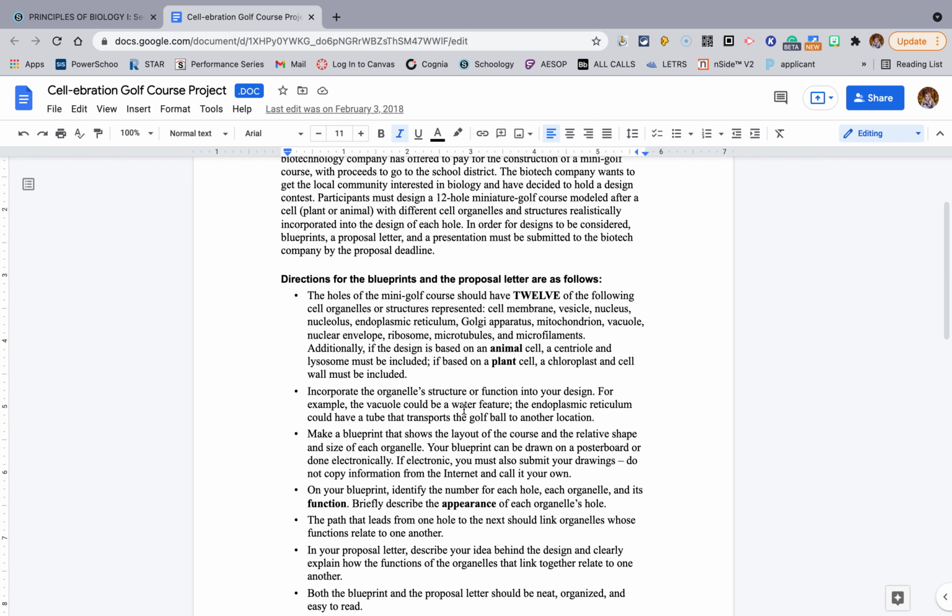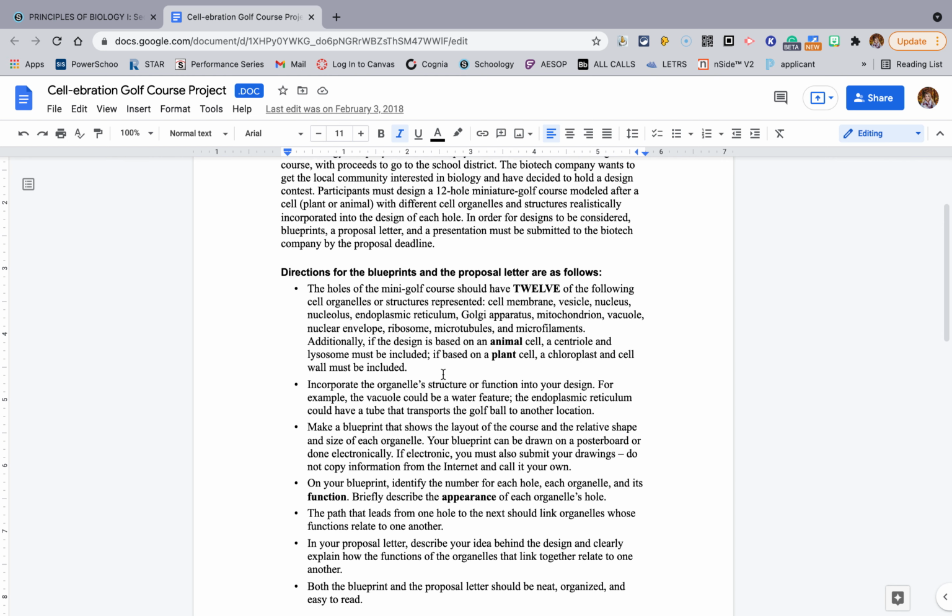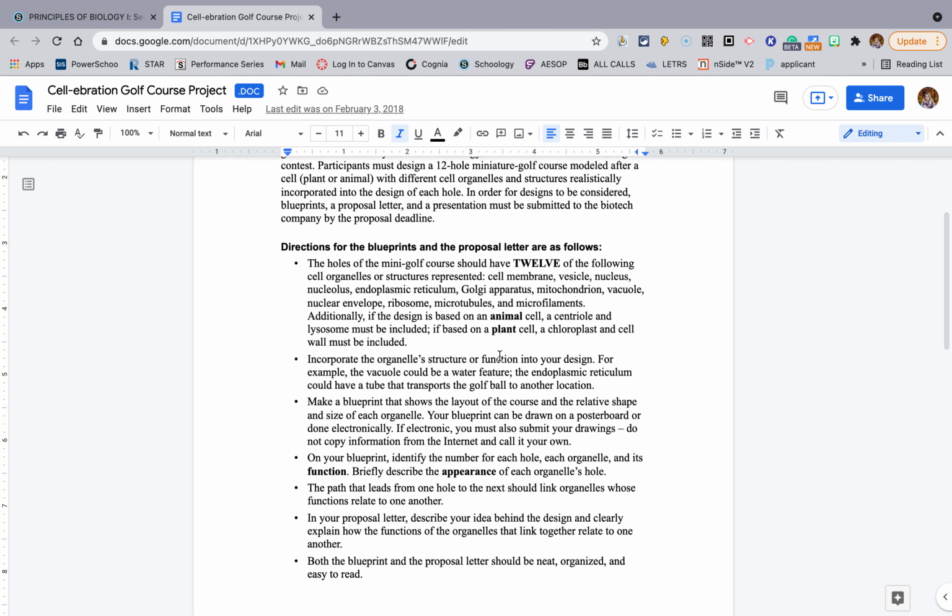So directions for the blueprints and proposal letter are as follows. You have two parts to this. All right. You have to do the blueprint. That can be like a poster, or some people did an actual 3D model of a golf course. And then you have to do a proposal letter, which is basically like what you see on TV when somebody proposes something, like in the marketing department in the movie Elf. It's just your letter, what you want to say to this company, and why yours is the best.